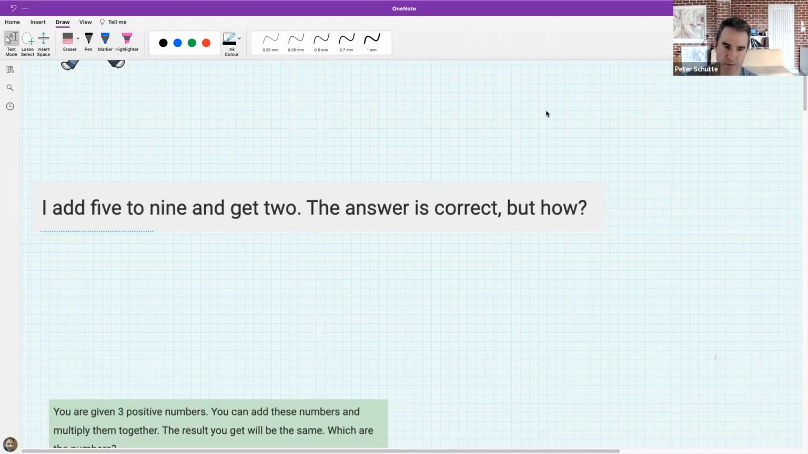Okay, I'll give you a tip. Here's my tip. Oh, wait. How can I add 5 to 9 and get 2?